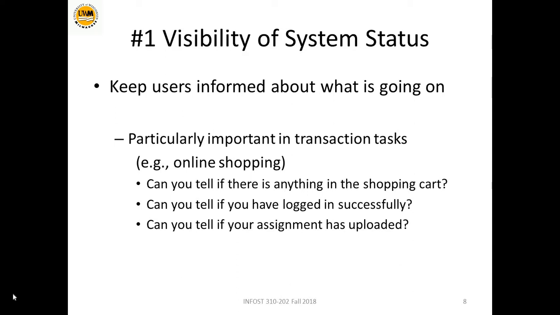First one is visibility of system status. We need to have the users know where they are in the system at all times, particularly, for example, if we have transaction tasks. For example, if we are performing online shopping, we need to know what we have in our shopping cart. Do we have anything in our shopping cart? Or if we are logging into a system, we need to know that we have logged in successfully. Or if we are turning in an assignment and we need to upload that assignment, we need to know that the file was successfully uploaded.